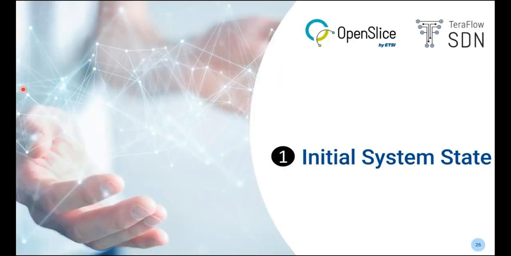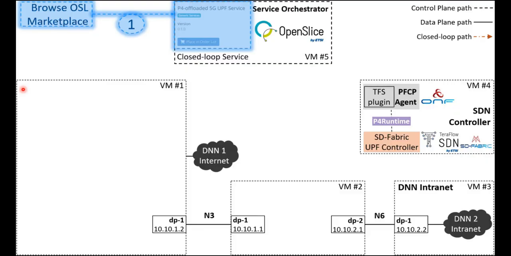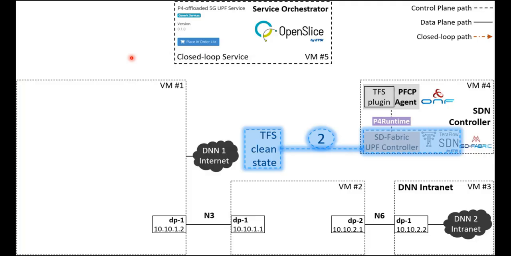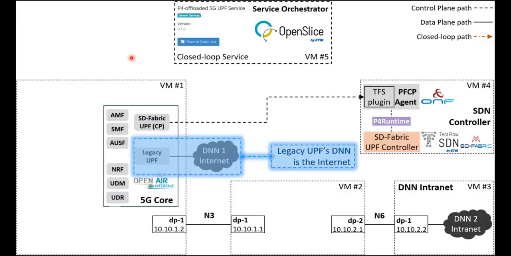Let's see how those things are combined together now. We start with the first workflow. Initially, we browse the OpenSlice marketplace through the UI, and we showcase that there is a designed service, which is called P4 offloaded 5G UPF. This is the service we have designed to actually provision this whole thing. Initially, TFS is empty. It's deployed, but it doesn't really run anything yet. And we start by deploying the 5G core dynamically. So all the functions go up, including the legacy UPF. And this legacy UPF is associated with DNN1.